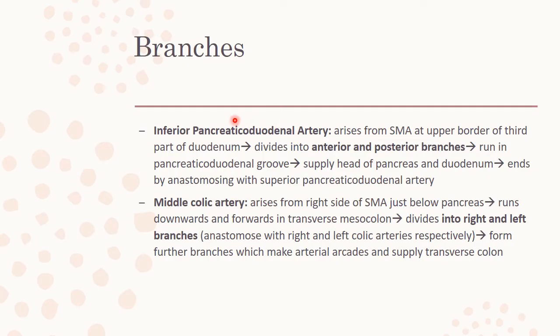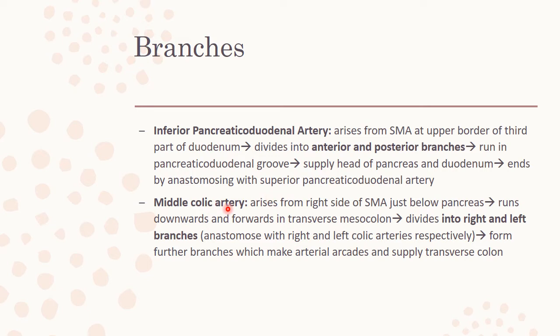So let's study the branches in detail. We have the inferior pancreaticoduodenal artery, which is arising from the right side of the superior mesenteric artery at the upper border of the third part of the duodenum, and it is going to divide into the anterior and posterior branches. These branches are going to run, as we have said earlier, in the pancreaticoduodenal groove, and they are going to supply the head of the pancreas and the duodenum, and they are going to end by anastomosing with the superior pancreaticoduodenal artery. So nothing really tough about this one.